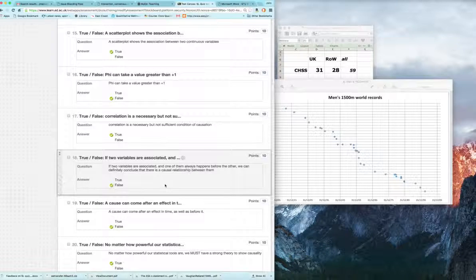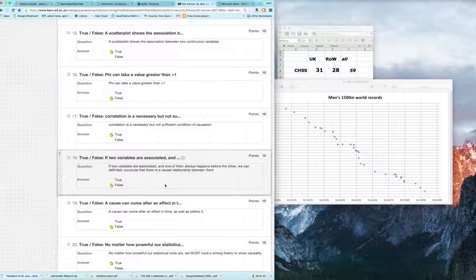If two variables are associated and one of them happens before the other, we can't definitely conclude that there's a causal relationship between them. One counterexample would be, say there's an abbey or a nunnery where the monks or the nuns get up an hour before sunrise to pray. There'll be a perfect correlation between their prayers and sunrise, but unless you were particularly religious, you're unlikely to attribute the rise of the sun to the effect of their prayers. So just because something happens before something else doesn't mean it causes it.